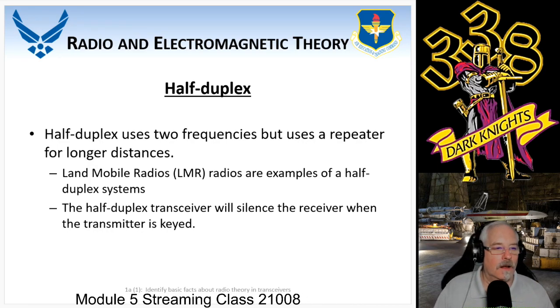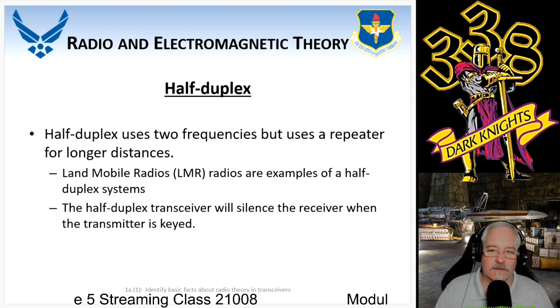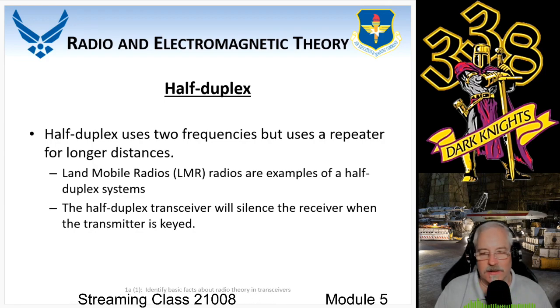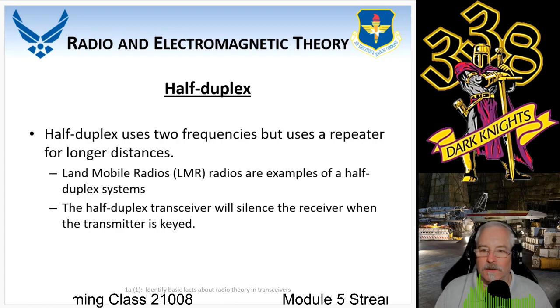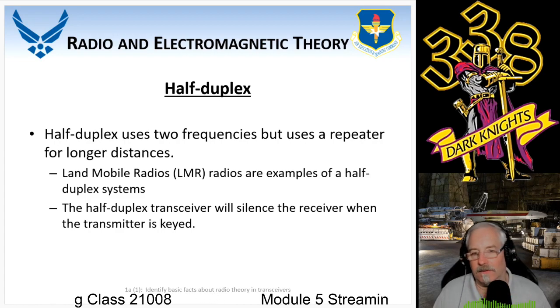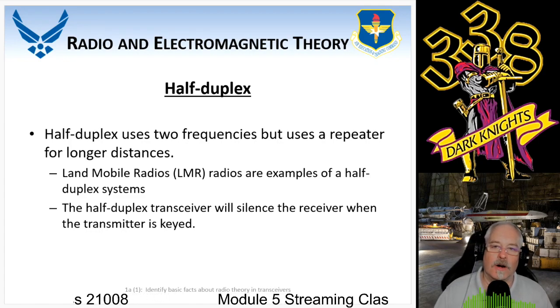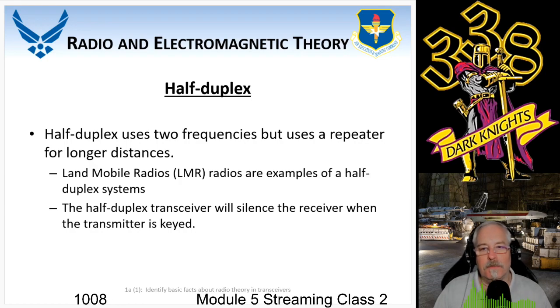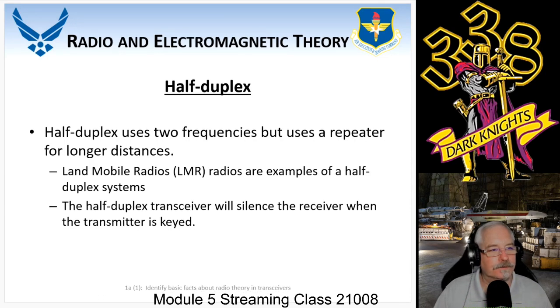Objectives. Half duplex, again, works like simplex. If you're transmitting, you're not receiving. If you're receiving, you're not transmitting. The only difference between simplex and half duplex is that half duplex has two frequencies versus simplex is only one. And there's reasons for it.